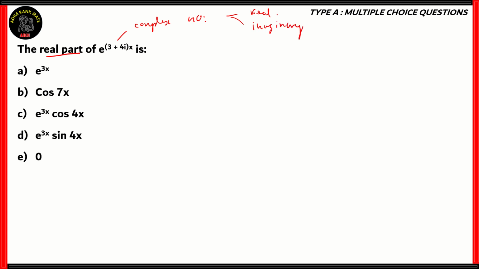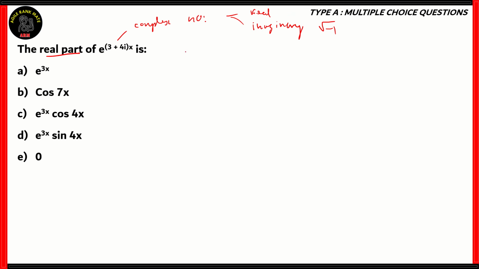Now basically, imaginary numbers are those that contain an i in them. i is the square root of -1. So roots of negative numbers are considered imaginary numbers, and the other numbers are called real numbers. A combination of real and imaginary numbers is what we call a complex number.